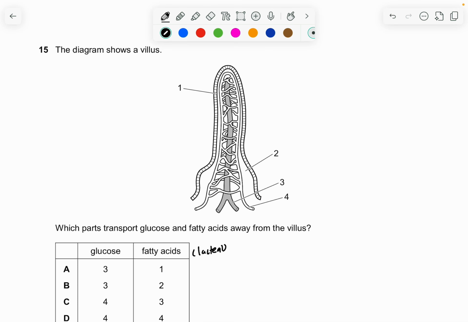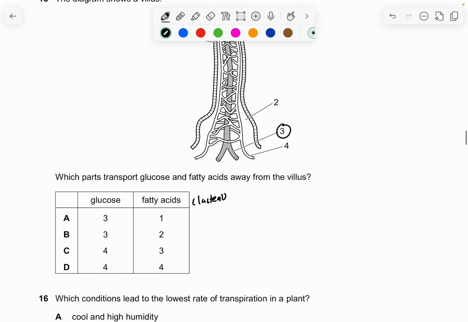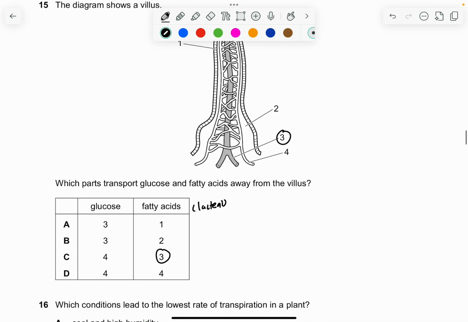It's always the most innermost layer, right? So you can see this here, right? So the answer is actually 3 for fatty acids. So if you know that it's 3, then glucose will be 4 already. Alright, so the answer for this question would be C.